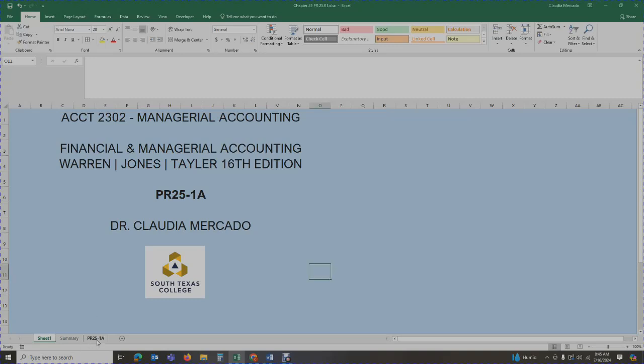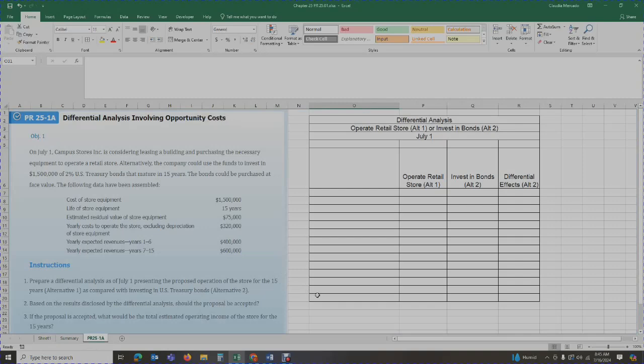Okay, so let's look over the problem that we're going to be tackling today. Problem 25-1A deals with differential analysis involving opportunity cost. The data states, on July the 1st, Campus Stores is considering either leasing a building and purchasing the necessary equipment to operate a retail store. Alternatively, the company could use the funds to invest in $1.5 million of 2% U.S. Treasury bonds that mature in 15 years. The bonds can be purchased at face value. The following data has been assembled.